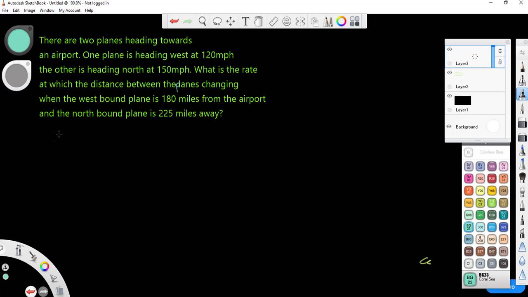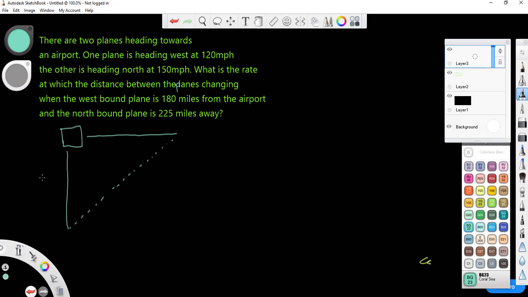So the first thing we're going to do in any of these word problems, or any word problem we get, is draw a picture. So here is my airport. We're going to have a plane that is heading north, so it's going to be coming up like this. We're going to have one that's heading west, so it's going to be coming from this direction heading here. What we want to know is how the distance here between the planes is changing.